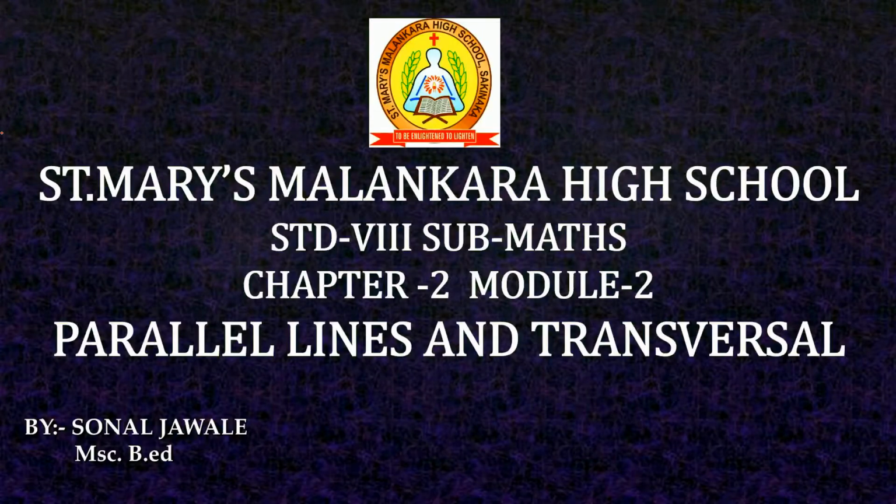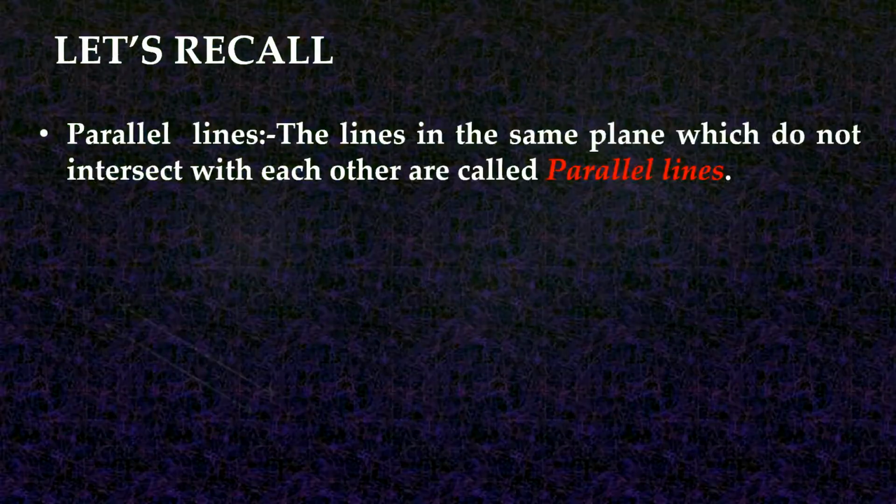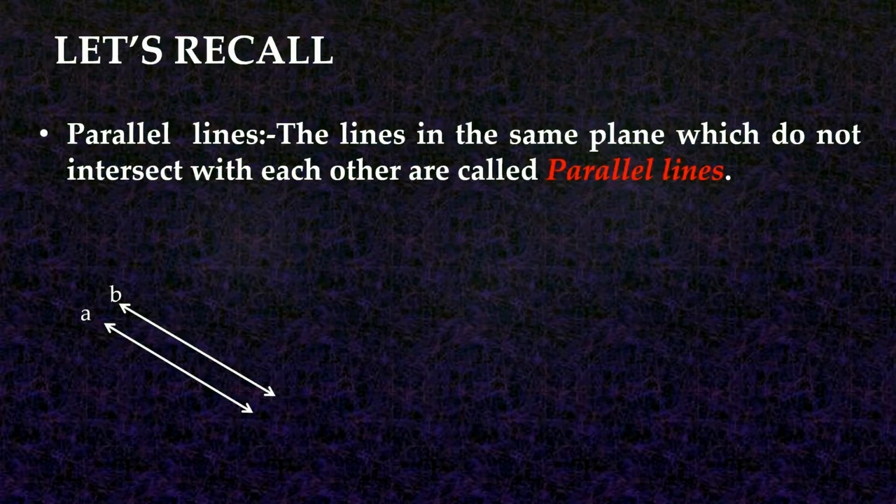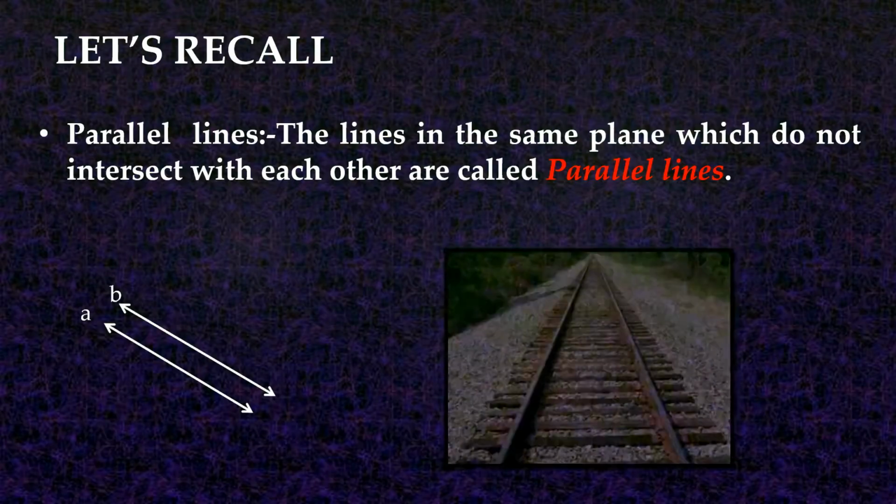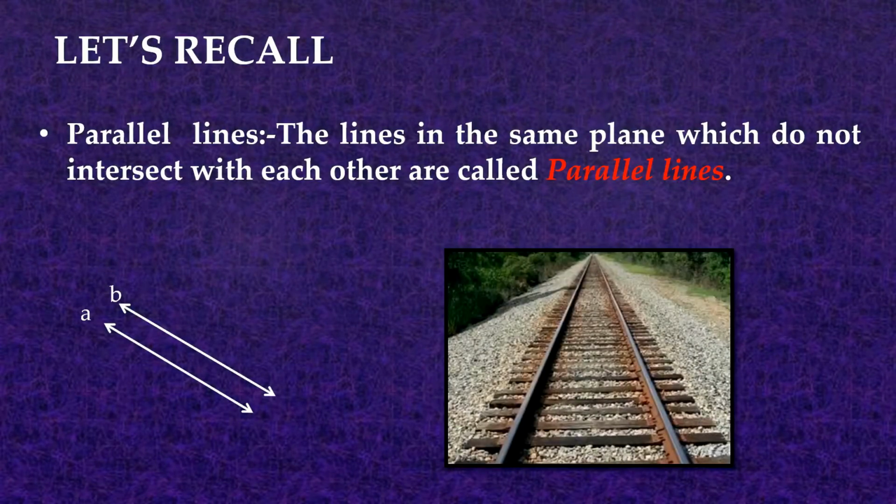Students, today we will study a topic from subject maths, chapter 2, module 2, parallel lines and transversal. Children, let's recall what we studied in the previous module. The lines in the same plane which do not intersect with each other are called parallel lines. Children, you can see here line A is parallel to line B. For example, a railway track.